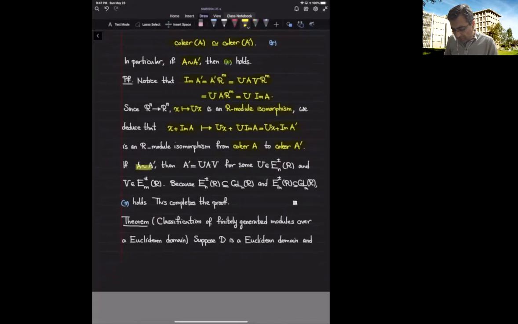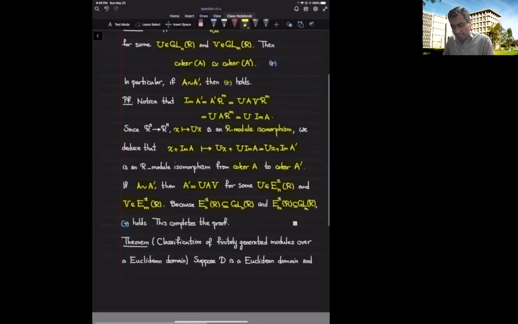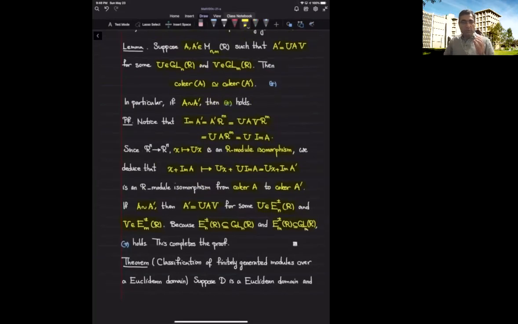And as I've mentioned earlier, when A is equivalent to A prime, then A prime is U times A times V for some U in the group generated by elementary matrices and permutation matrices, and V the same. In particular, U and V, both of them are invertible matrices. So the claim follows from the first part that we showed. So this means that if I use row and column reduction operations and go from matrix A to matrix A prime, up to isomorphism, I'm not changing the co-kernel of the matrices.